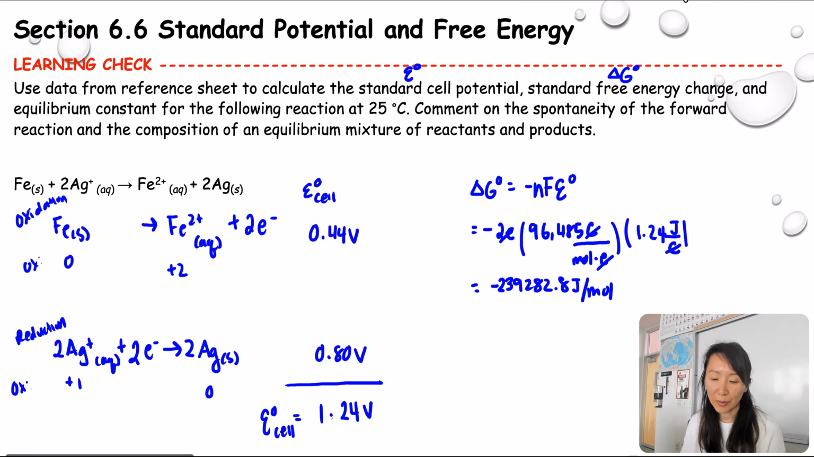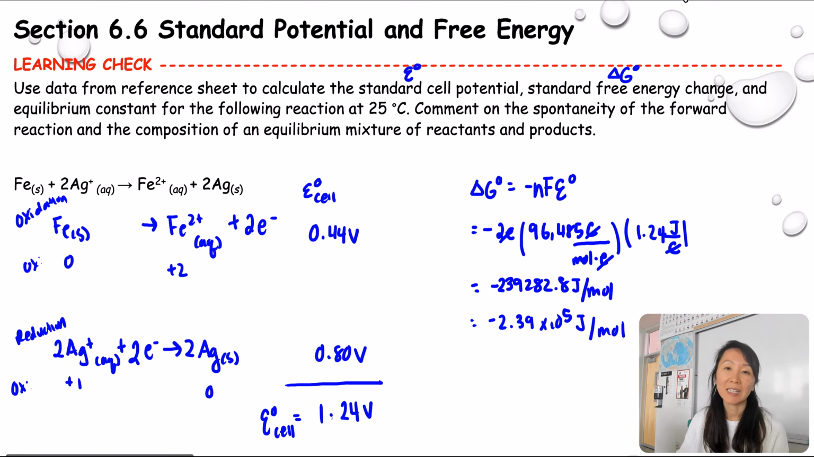Now this is what your calculator probably has spat out, and I'm going to put this in 3 significant figures, and that would be -2.39 times 10 to the 5 joules per mole. Okay, so that's my delta G naught.